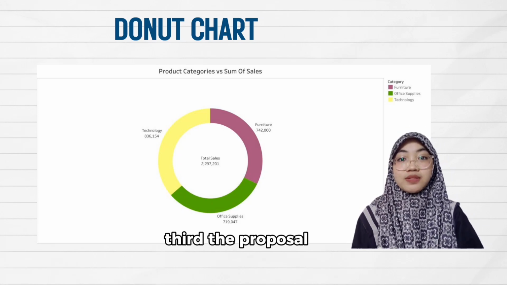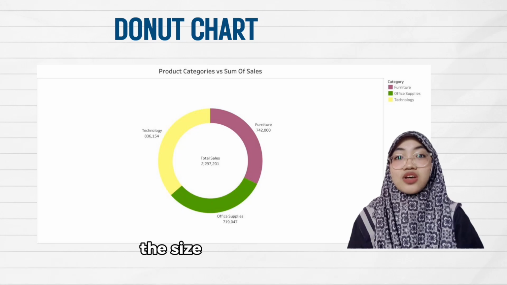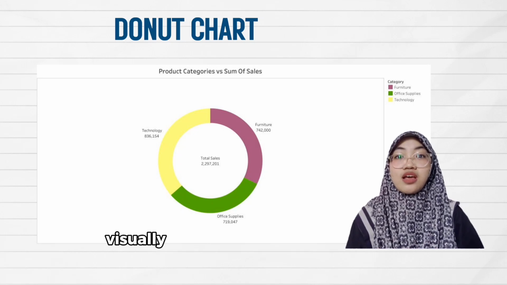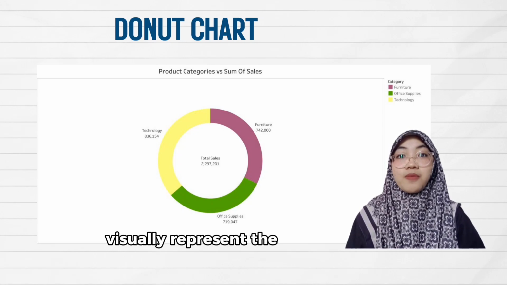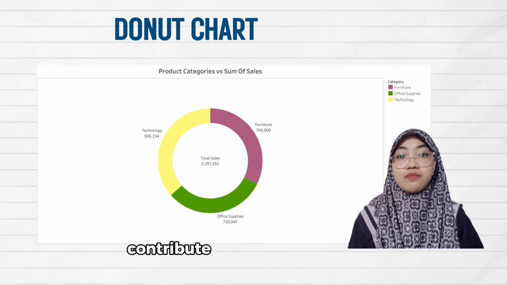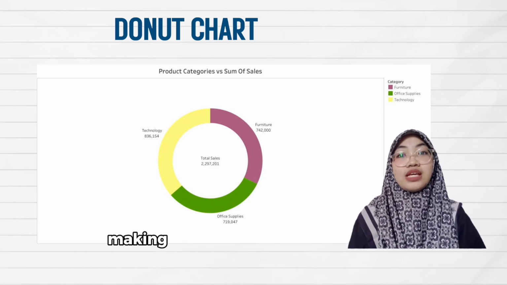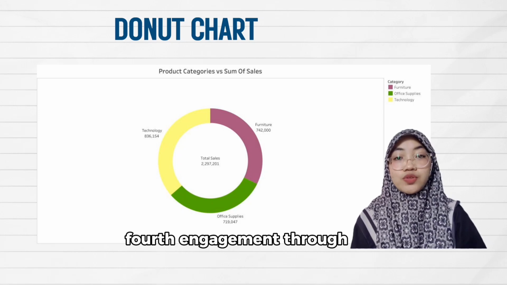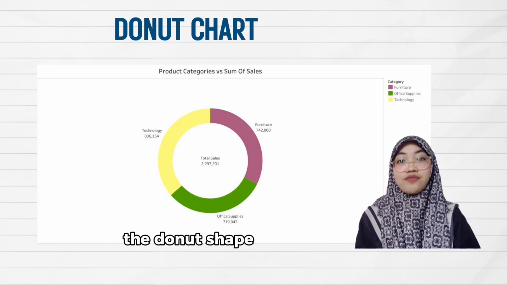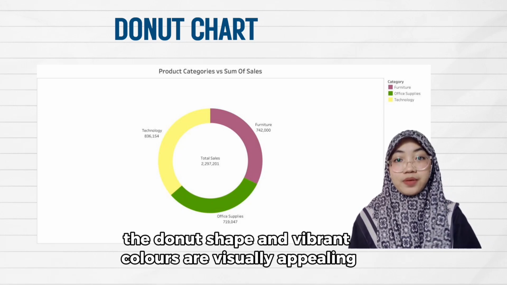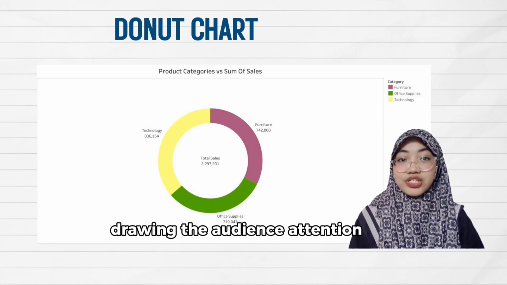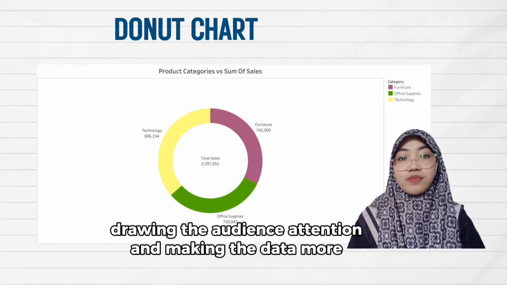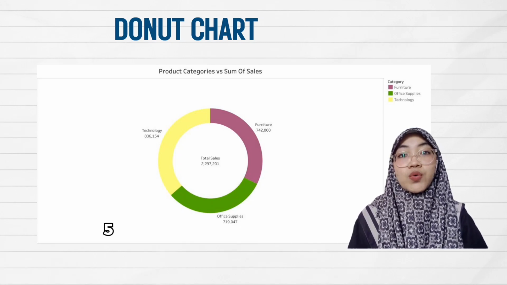Third, the proportional representations. The size of each segment visually represents the proportion of total sales contributed by each category, making it easy to compare them at a glance. Fourth, engagement through design. The donut shape and vibrant colors are visually appealing, drawing the audience's attention and making the data more memorable. Fifth, quick insights.